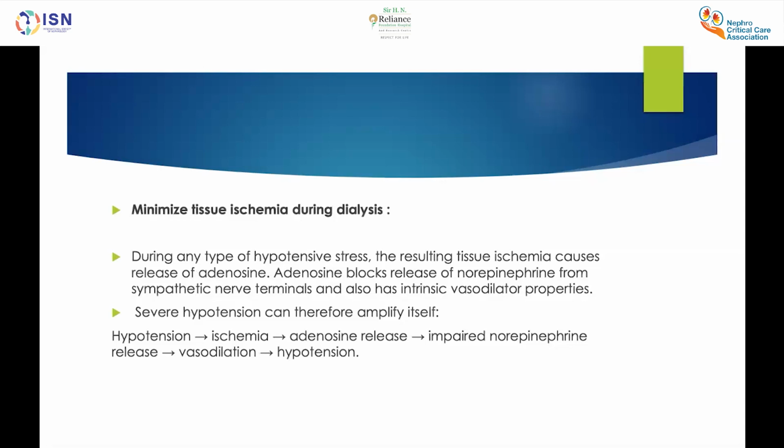We should minimize tissue ischemia during dialysis. During any type of hypotensive stress, the resulting tissue ischemia causes release of adenosine. Now this blocks the release of norepinephrine from the sympathetic nerve terminals and also has intrinsic vasodilator properties. So hypotension causing ischemia leads to adenosine release, which causes impaired norepinephrine release, causing vasodilatation and hence produces hypotension.